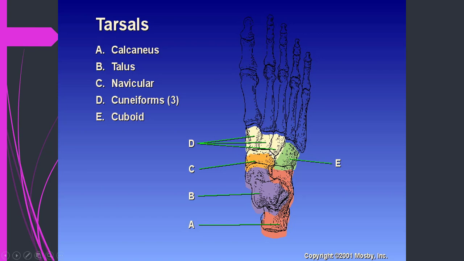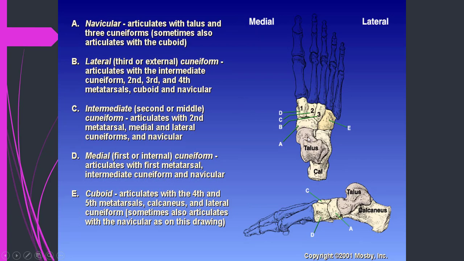Well, your navicular is actually letter C here on this diagram. Your cuboid bone is indicated in that light green shading. And then you have your cuneiform. So you have a medial, middle, and lateral cuneiform. They'll also refer to it as first, second, and third cuneiforms. Alright, so your navicular is going to articulate with your talus and those first, second, and third cuneiforms. Your lateral cuneiform actually articulates with the second, third, and fourth metatarsals, your cuboid, and your navicular.